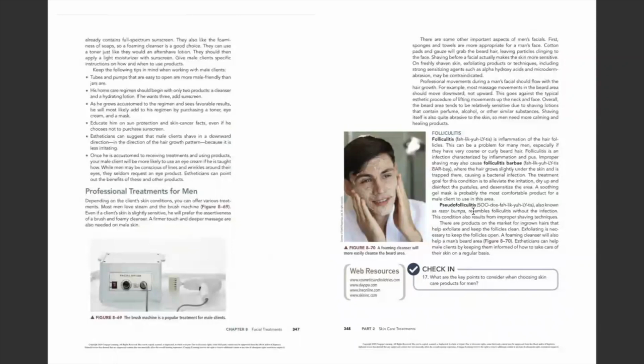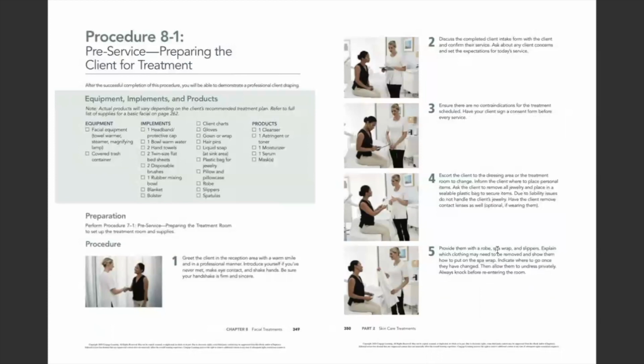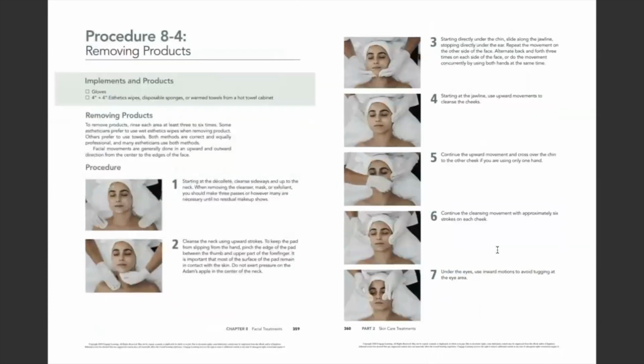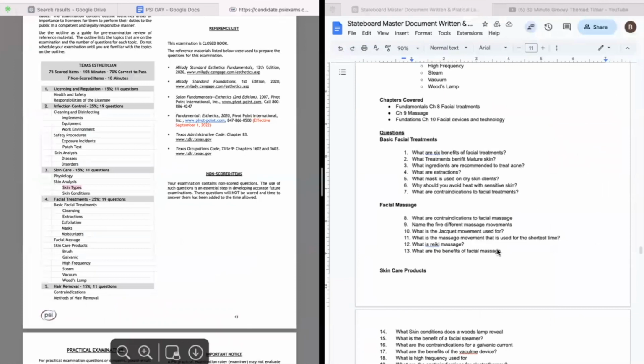There are some conditions listed here, folliculitis and pseudofolliculitis. Remember, those should have been listed when you went down and did your disorders and your diseases. If you come across a disorder and a disease in one chapter and it's not in your disorders and diseases chapter, I would add it to those notes. Again, this is something you want to know as an esthetician anyway. And then these are all procedures, so we don't need to look at those.